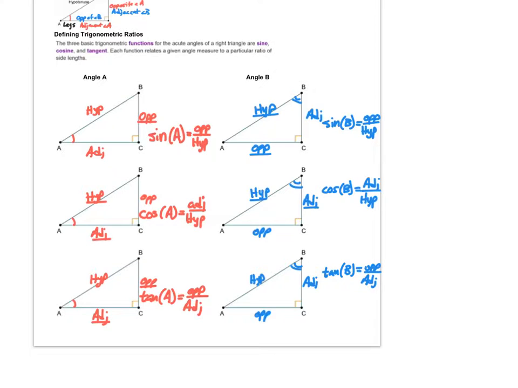And they're the same thing. Depending on what angle you're using, you'll get a different ratio. But when I do sine, in both instances, I'm taking the opposite length divided by the hypotenuse. When I did cosine, I did the adjacent length divided by the length of the hypotenuse. Same thing over here. And same thing with tangent: it's opposite over the adjacent side, opposite over adjacent. So how do you remember this?